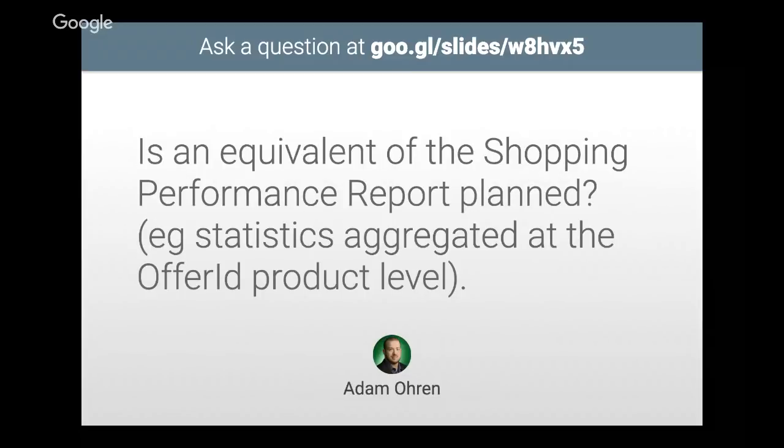Is an equivalent of the shopping performance report planned? So yes, right now we don't necessarily have shopping performance exposed in the current beta of the API. We know that it's important. We know that people use the shopping performance report in the AdWords API, and we're actively working on exposing that in the new Google Ads API. So it's not available right now in the current beta, but we're actively working on getting the same metrics exposed to you in the Google Ads API.